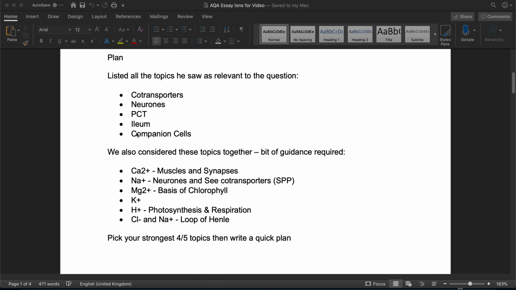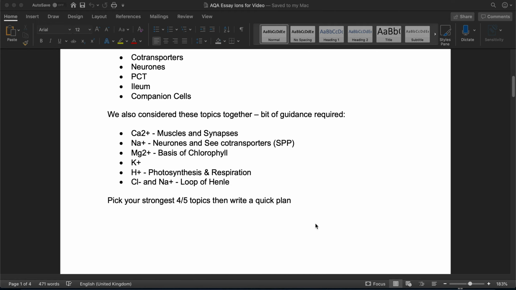And you guys can pause it and have a think about how these topics obviously link to ions. With a bit of guidance we spoke about together, we also highlighted the role of these ions, and there's a brief sort of summary of what we could talk about in relation to those ions in terms of those topics that you can have a think about. And like I say, you could pause or look through your notes or whatever it might be that you need.